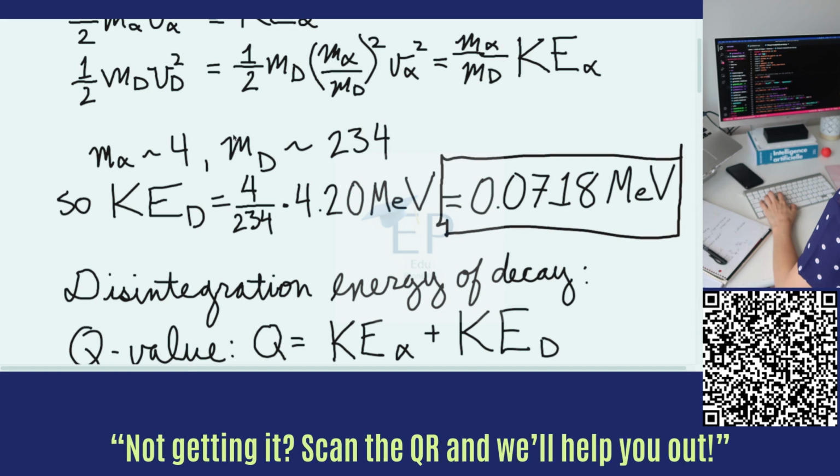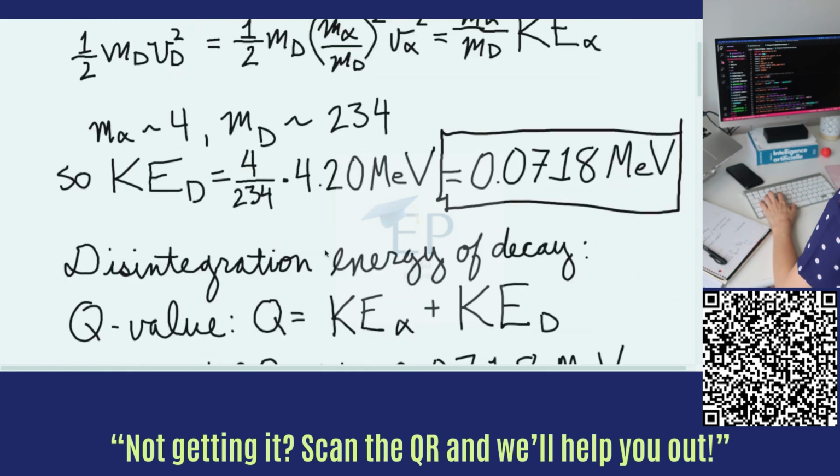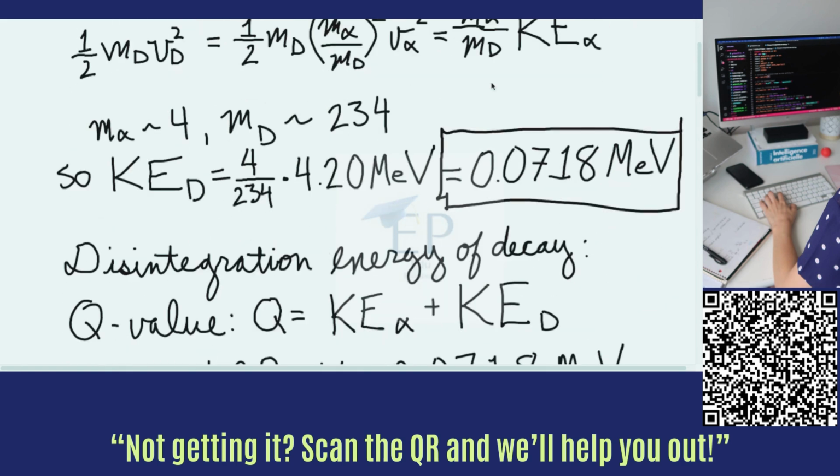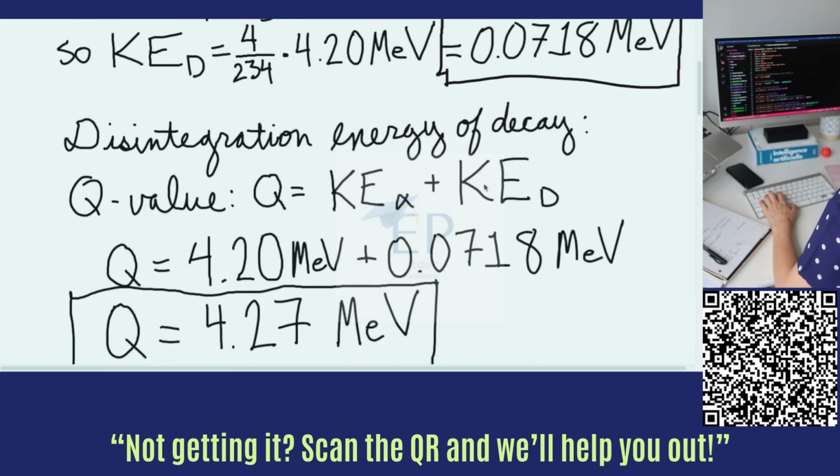And since these differ by 2 orders of magnitude, we're not going to concern ourselves with the decimal points. It's going to be a small number, and the decimal points of the precise atomic masses aren't going to contribute much. So we are going to sub in these 2 values for our ratio in this expression here, and multiply that by the kinetic energy of the alpha particle, which is a given in this problem. And lo and behold, we end up with 0.0718 mega electron volts for the recoil kinetic energy of the daughter nucleus.